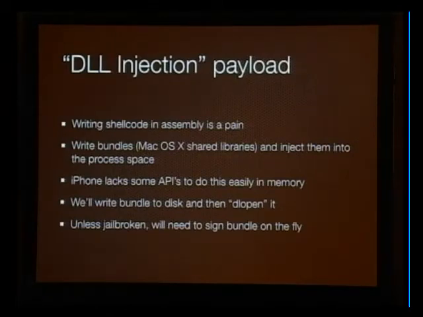And so the idea is you write a bundle on Mac OS X, and then you inject it into the process space. Well, it turns out on the iPhone you can't really do it quite so slick. What I'm going to do is write it to disk and then call dlopen on it. So it's not so cool because that ends up on disk, but who looks at their file system on their iPhone anyway? But you have the disadvantage that unless it's jailbroken, you're going to have to sign it on the fly, like I described earlier in the talk.